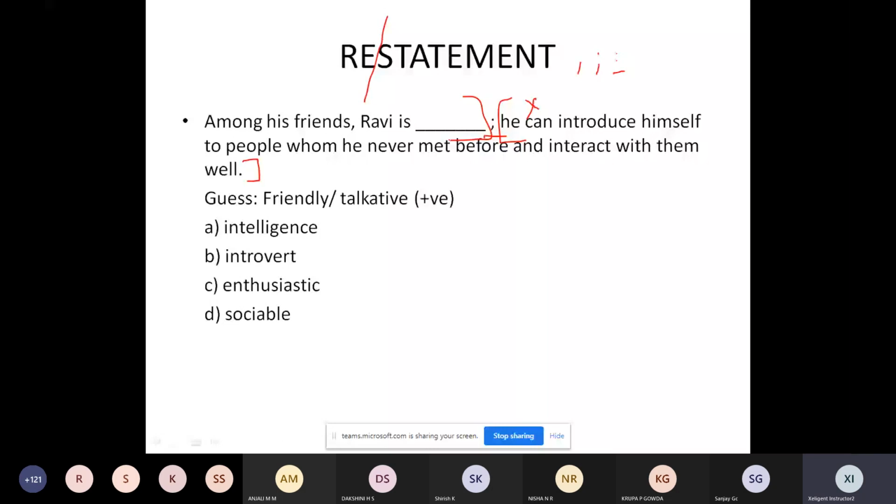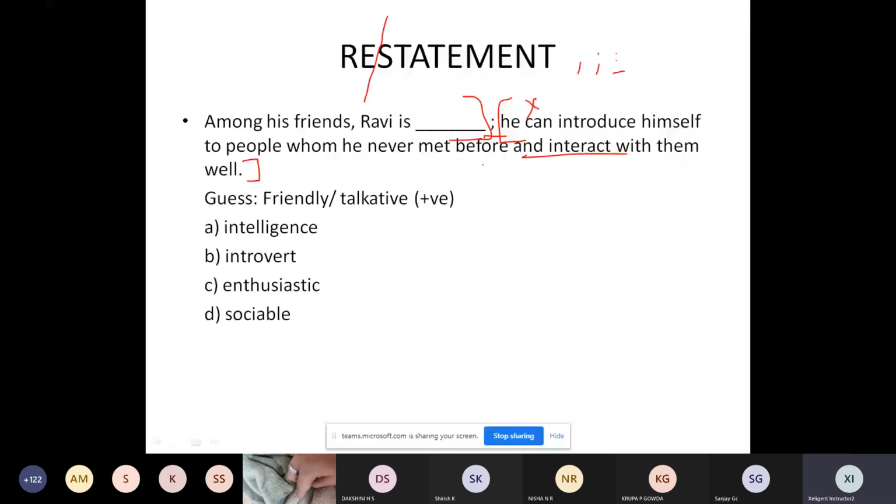But the restatement is the next part of the sentence, which is going to give you some more information about the previous statement, that is, Ravi is blank. So what is that information? He can introduce himself to people whom he never met before and interact with them well. That information is very important. That's going to be the clue phrase here. So he can interact well. That's what it means. So this is the clue phrase. And after reading this, my guess word is friendly or talkative, because the next statement is positive. So I need to fill the blank with a positive word.